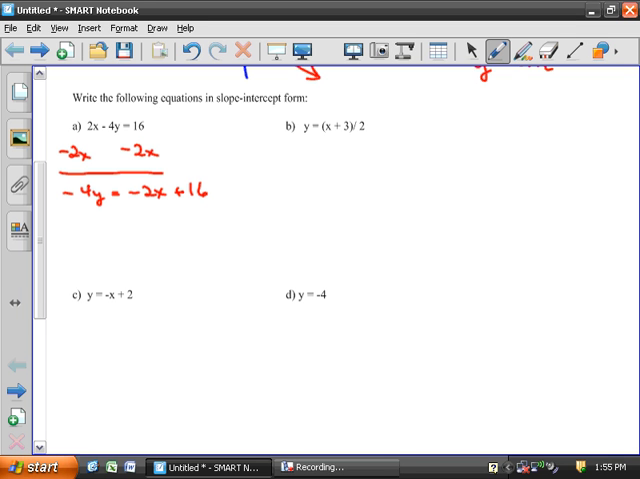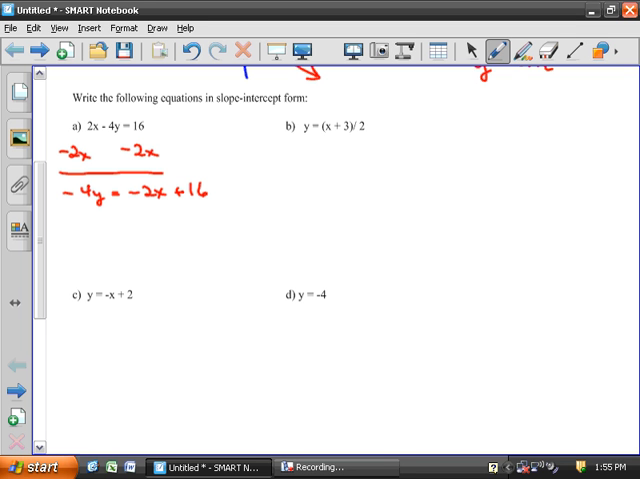Now, a lot of kids have a hard time with that because they want to write 16 minus 2x, and I can understand that. 16 minus 2x wouldn't be wrong, it's just not in slope-intercept form. If I want to have y equals mx plus b form, what that means is I want y on the left-hand side of the equal sign, for argument's sake. It could be on the right-hand side. And then I want it to equal some number times x plus or minus some other number. So I've got to have the x term come first and the constant term come last.